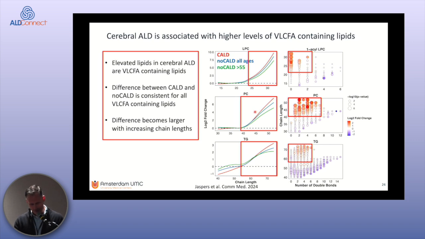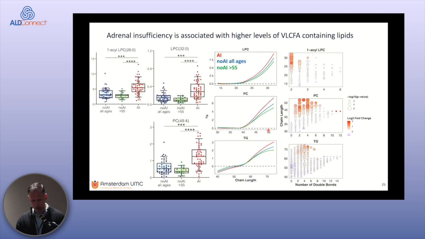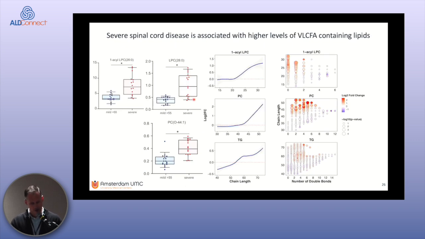Now, we found similar differences when we categorize patients based on the presence of adrenal insufficiency. So in red, patients with adrenal insufficiency, in blue, patients without adrenal insufficiency of all ages, and in green, over the age of 55. And as you can see, also adrenal insufficiency is associated with higher levels of these very long-chain fatty acid containing lipids. Also, when you categorize patients based on the severity of symptoms for spinal cord disease, we found that more severe patients tend to have higher levels of these lipids.